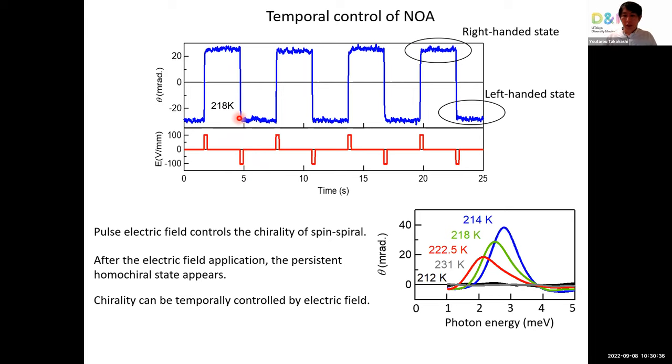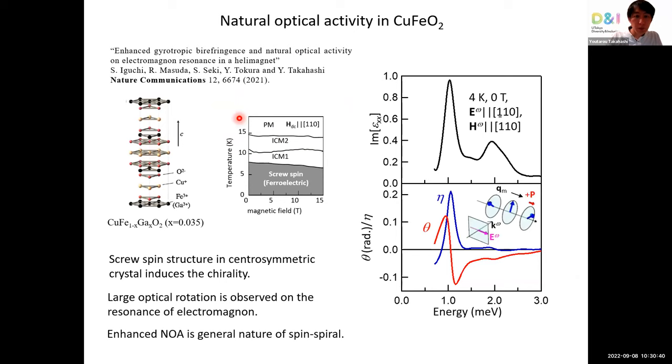And the chirality or optical activity of the spin spiral state does not depend on the material. So we demonstrate this natural optical activity in other systems. Next, I use a copper oxide.